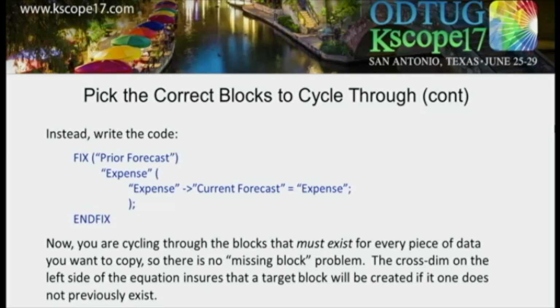It's an easy fix. Do this instead. When you're copying it, you know the prior forecast exists, right? So you know everything exists there. So put the cross dim on the other side. Have it cycle through and write it over to current forecast. You'll never have a block creation issue doing this.